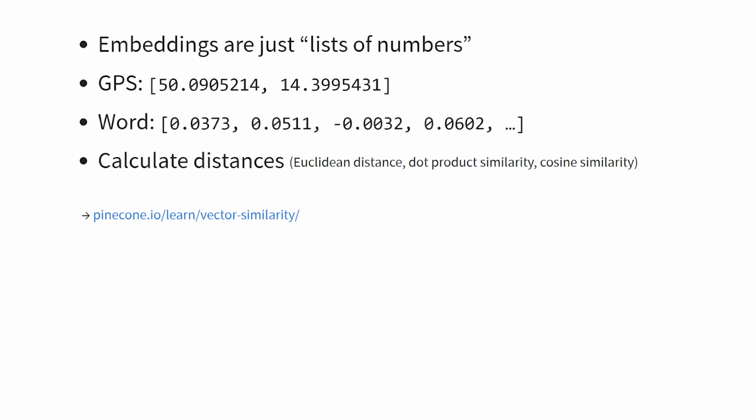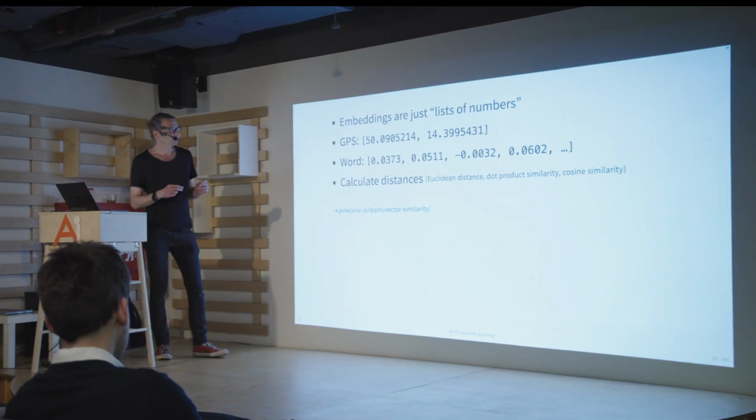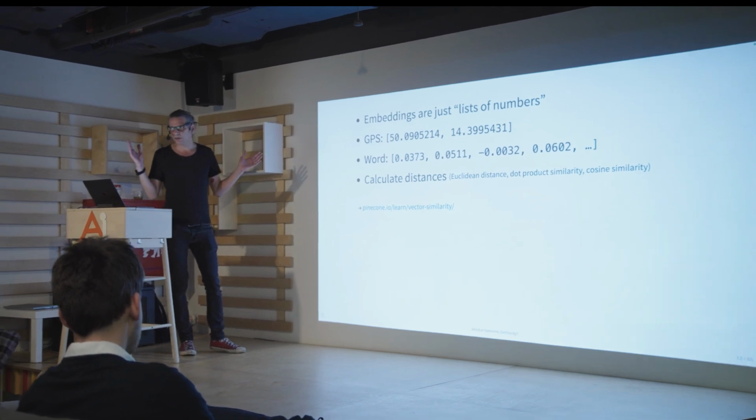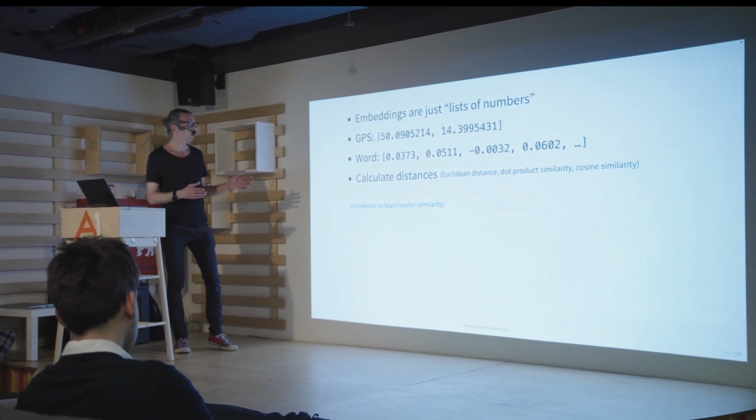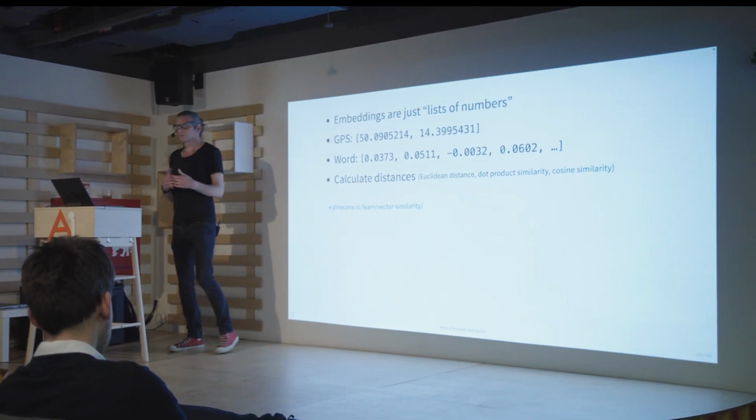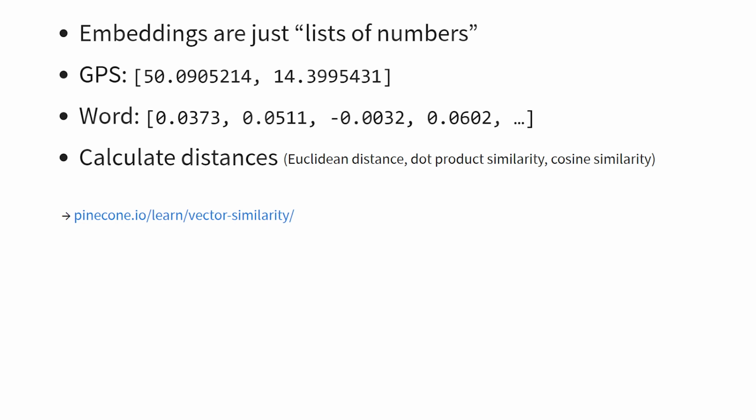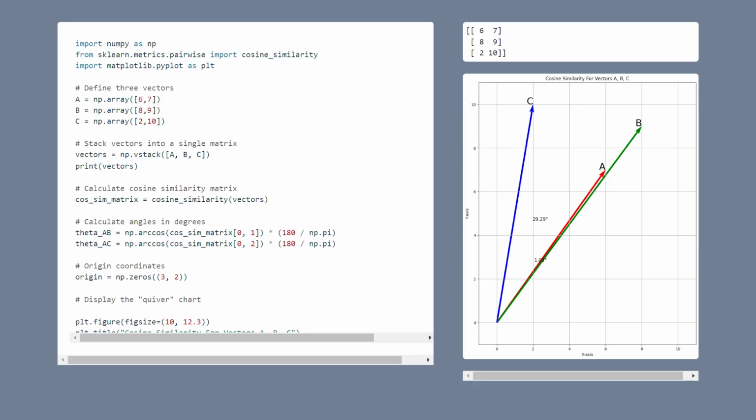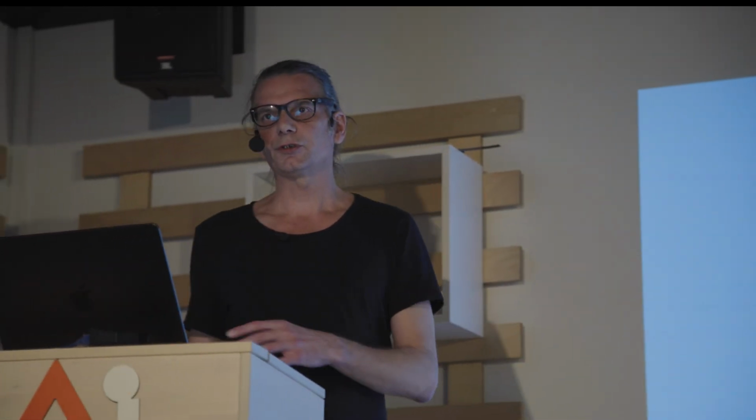But let's just recap really fast what we've learned. Embeddings are lists of numbers. There's nothing magical to it. GPS is 2 numbers, and the vectors are just more numbers, like hundreds or thousands. With math, we can calculate distances: Euclidean distance, dot product, or cosine similarity, which is usually the most precise, slower than the other ones, but it's a good trade-off. We'll again encounter this trade-off between precision and performance in the talk many times.